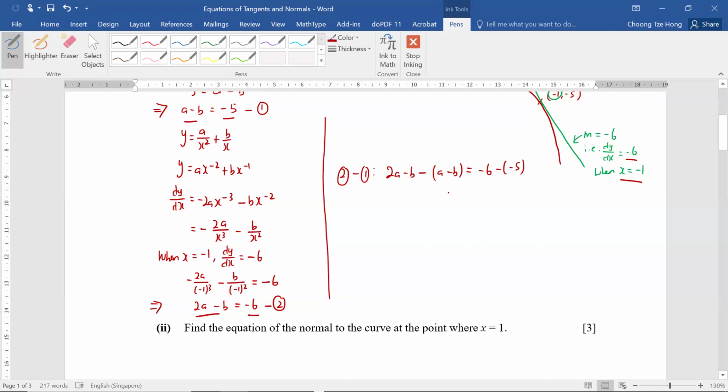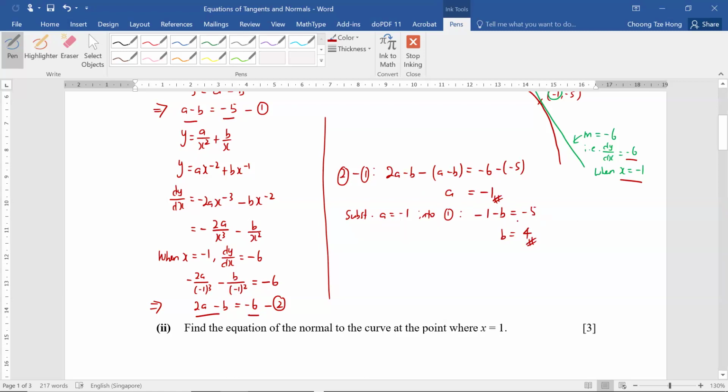So from here, we will be able to get a equals negative 1. Then we sub a equals negative 1 into equation 1. So we'll get negative 1 minus b equals negative 5. So b will be equal to 4. Right, so this will be the answer for a and b.